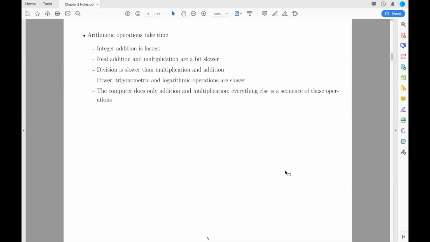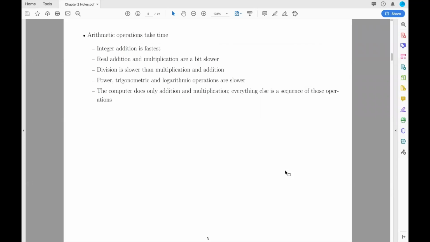Now, arithmetic operations take time. Of course they do. Everything takes time. Now, there's a great variation in how much time things take. Integer addition is the fastest. And so there's a lot of software where basically what's going on down in the belly of the program is a lot of integer arithmetic. Even when you think that it should be doing real stuff, it's doing integers.